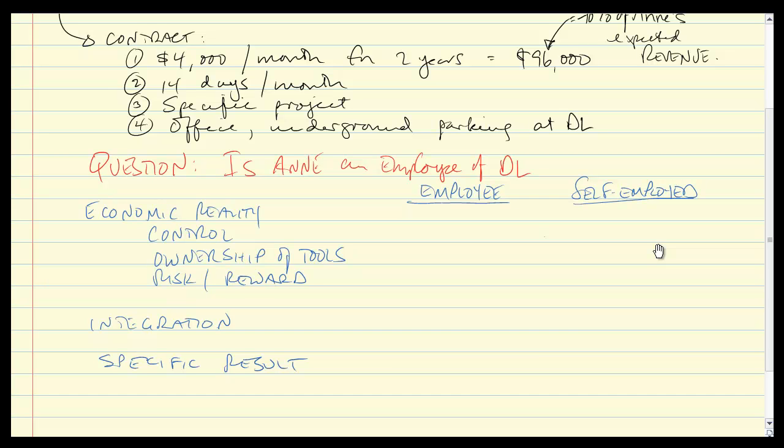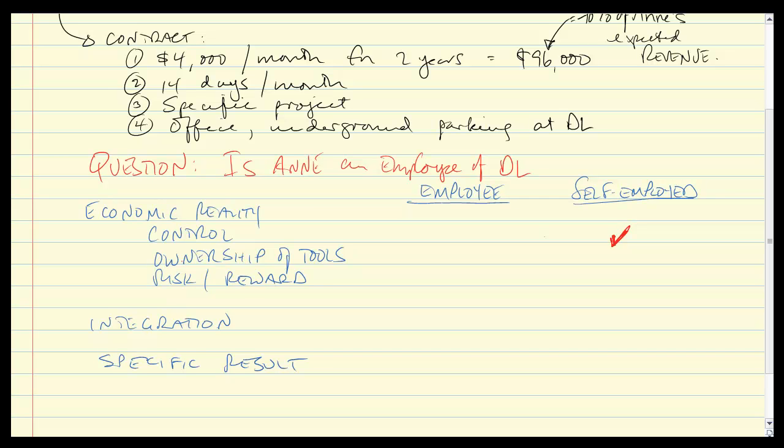So under the control test, you'll recall that the control is essentially who tells Anne what to do and who tells Anne how to do it. In this case, it seems like they're telling her what to do pretty clearly, and so that would lead us to think, well, maybe she's an employee. But it seems like she's going to be able to do things how she wants, kind of come and go as she pleases, as long as she meets her targets. So she's not really going to be as controlled, one would think, as an employee. So for me, that's a tick in the self-employed column.